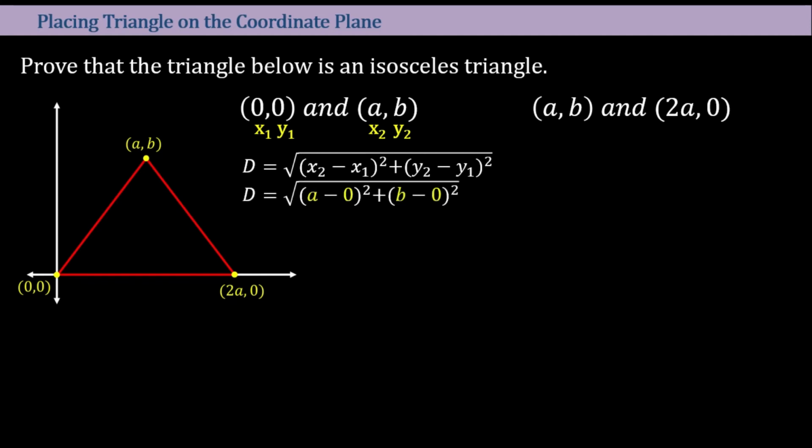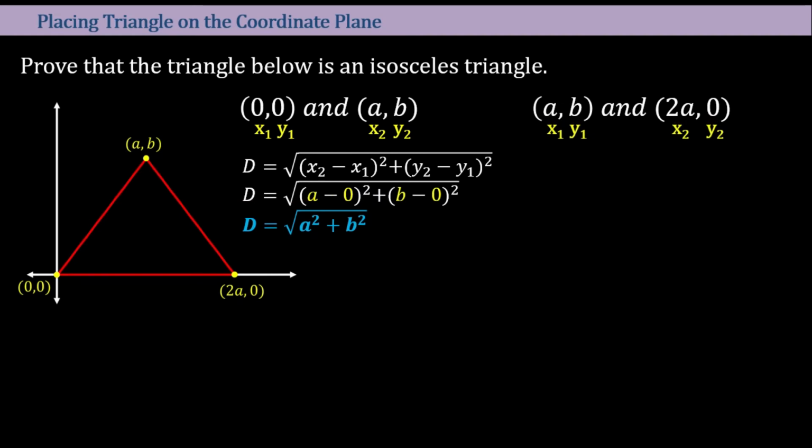After using the distance formula, let's substitute all the values. So this is a sub 2 minus 0. They have b minus 0 as well. So let's simplify it further. We have a squared plus b squared. So this will be the distance of this point.